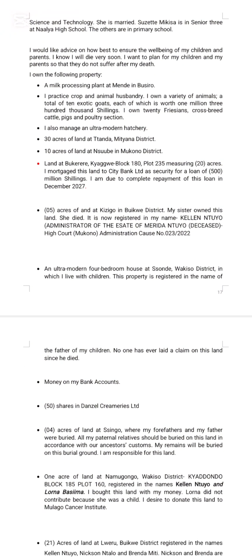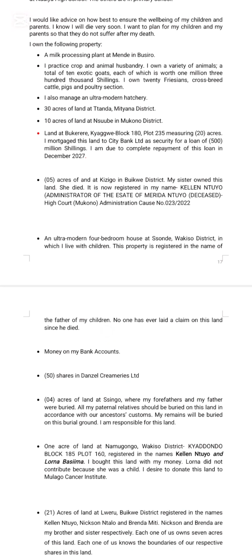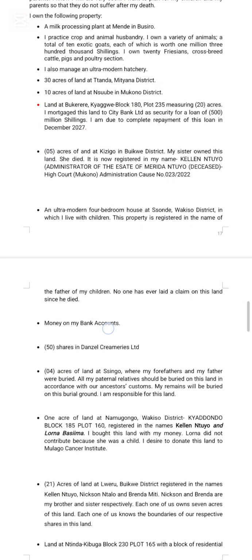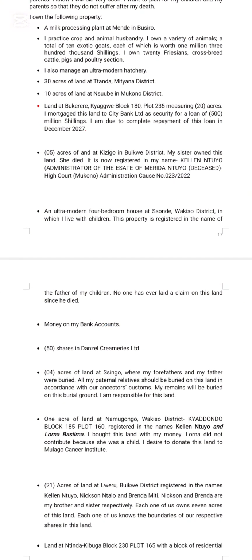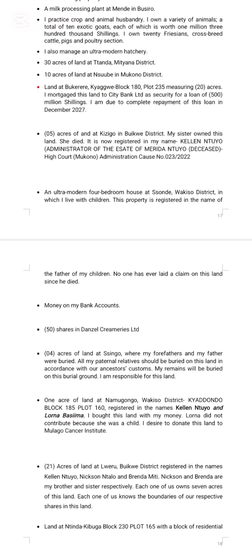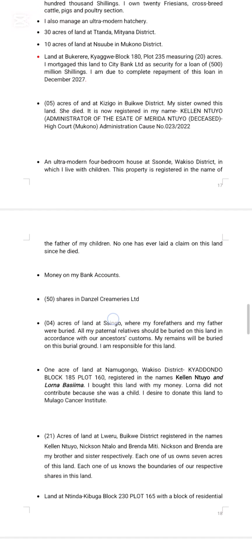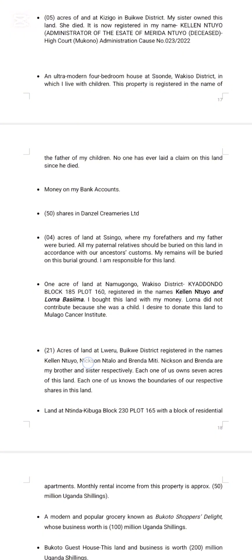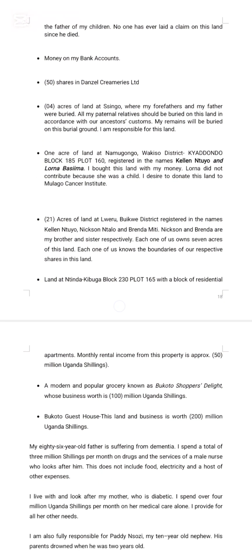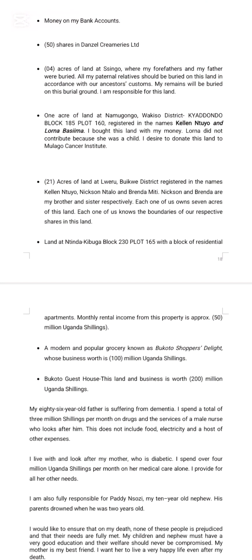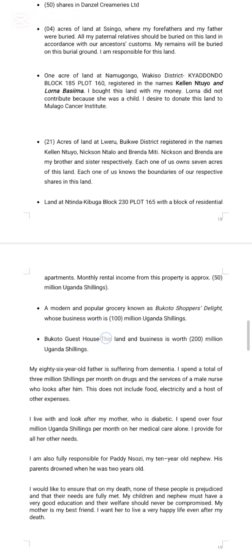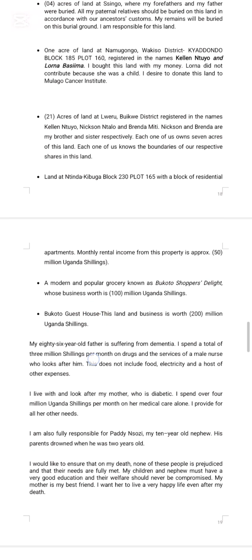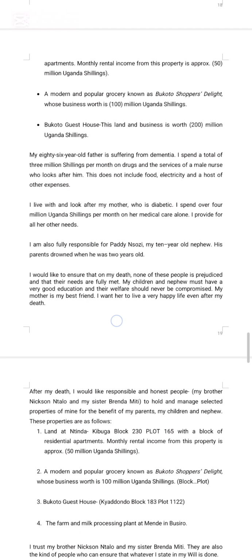We have a milk processing plant at Mubende, and we practice crop and animal husbandry. I also manage an ultra-modern hatchery, 30 acres of land at Ntanda, Mettiana district, 10 acres of land at Nsumbe, land at Bukerere, 5 acres of land at Tizigo in Wikwe district, and an ultra-modern 4-bedroom house. Money on my bank accounts, 50 shares in Denzel Cream Limited, 4 acres of land at Nsingo, and 1 acre of land at Namugongo, land at Ntinda, among others.